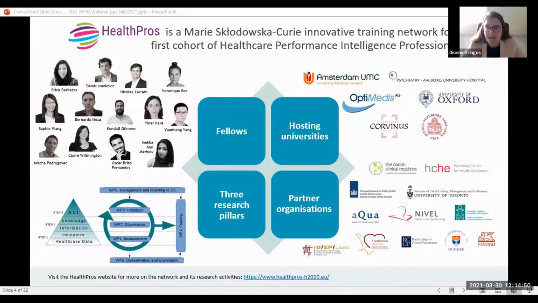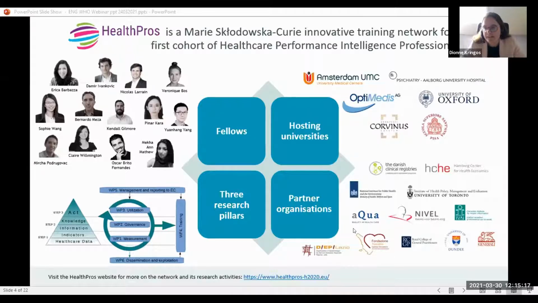The training network is a 3-year program of collaborative, multidisciplinary and innovative training for the PhD candidates, but they also perform innovative research projects in which they develop tools and implement methods to streamline healthcare performance measurement, the development and application of performance-based governance mechanisms, and the eventual effective use of healthcare performance intelligence by the different end users.